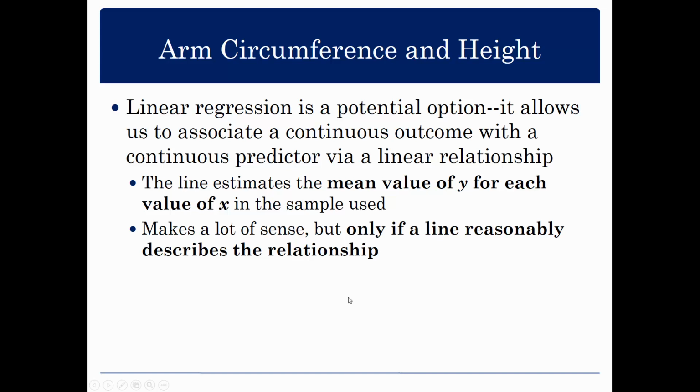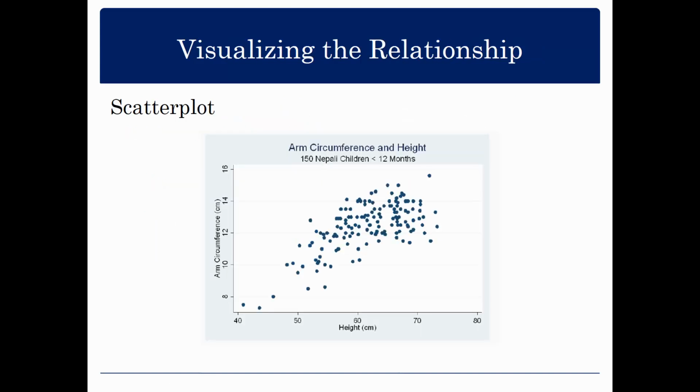Then one of the assumptions of linear regression is that we have to make sure that a line actually reasonably describes the relationship. If you see some kind of curvilinear or quadratic function, you probably don't want to describe it with a line. There's another type of relationship. So we can look at a scatter plot of the data. Here we have height on the x-axis and arm circumference on the y-axis, and it seems reasonable here to assume that a line could describe this relationship.